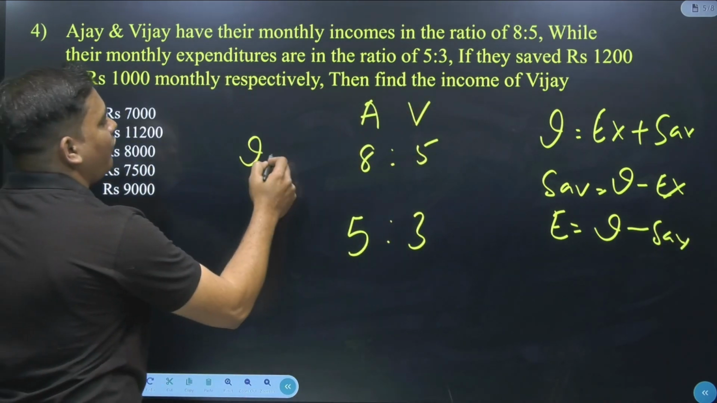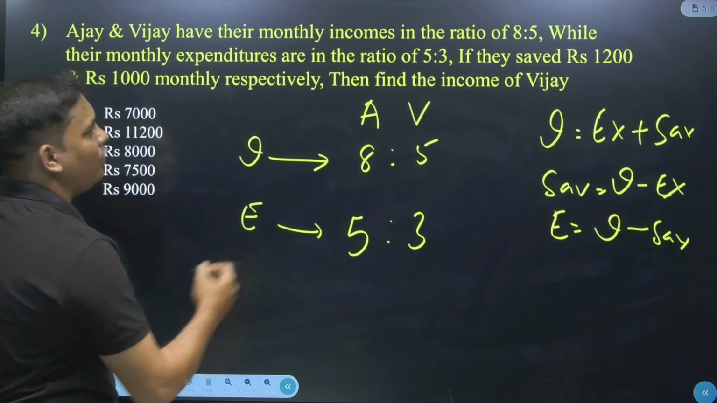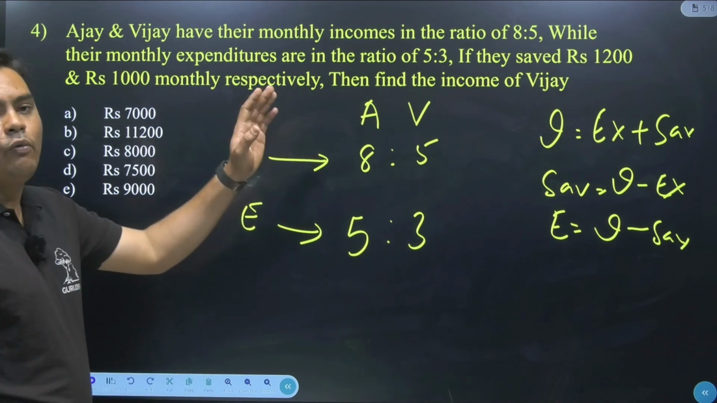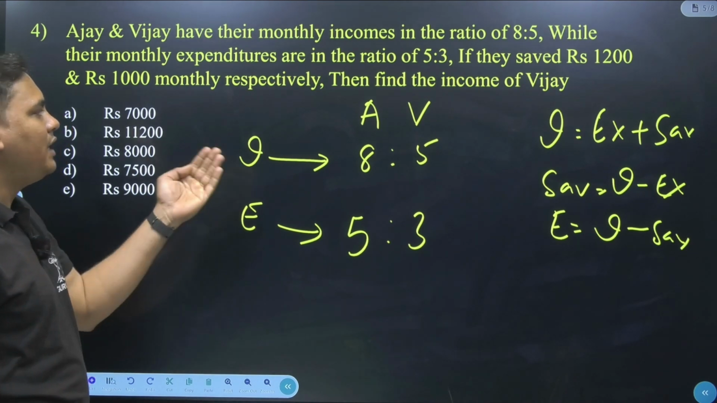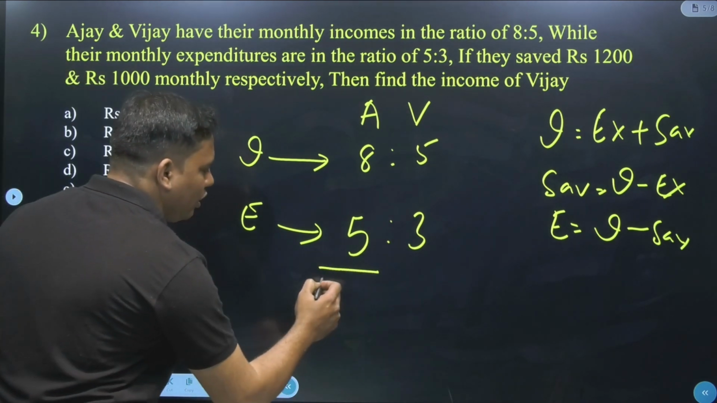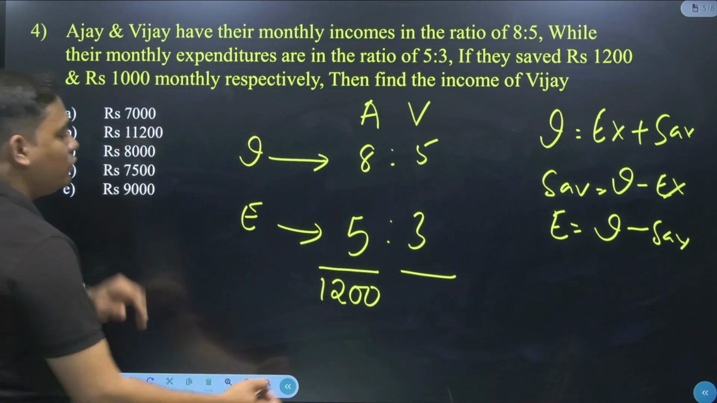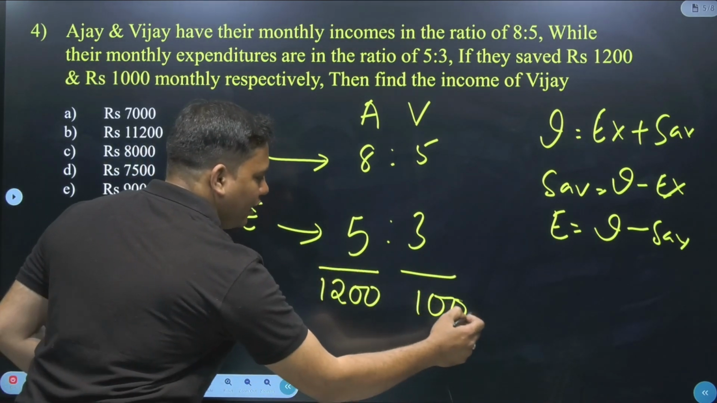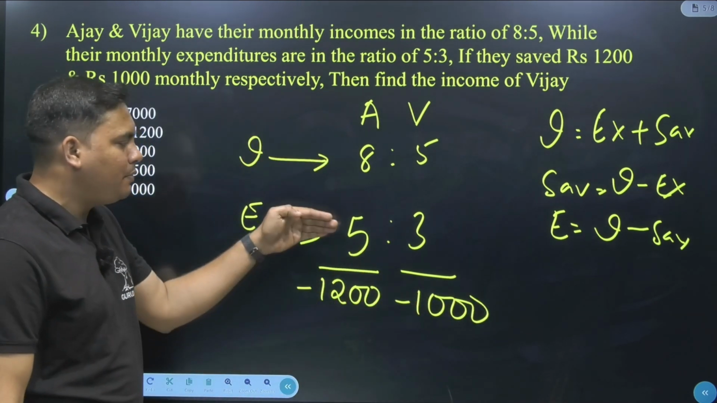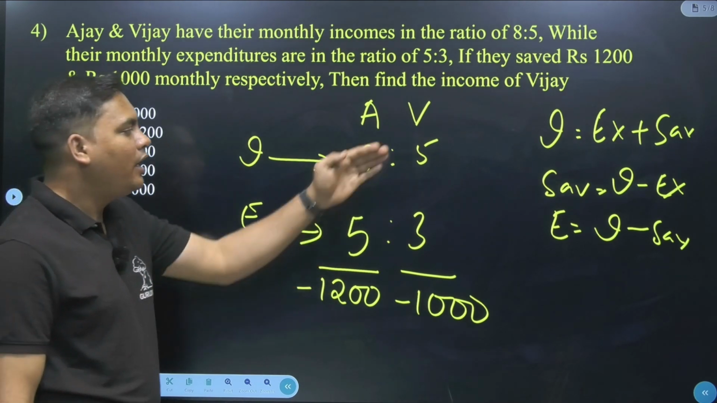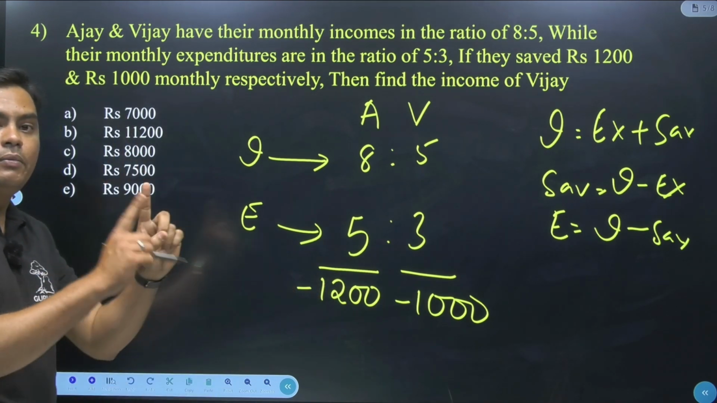So, incomes of Ajay and Vijay are in the ratio 8:5 and their expenditures are in the ratio 5:3. If they saved 1,200 and 1,000 monthly respectively, that means Ajay is saving 1,200 rupees and Vijay is saving 1,000 rupees here. This is minus and this is minus, because income minus saving will be expenditure. Now both the signs are same here. That will be subtracted here.